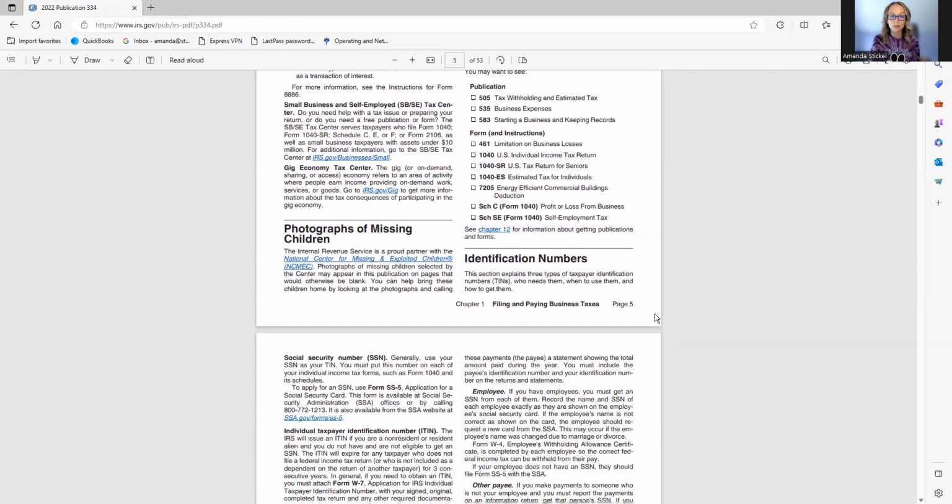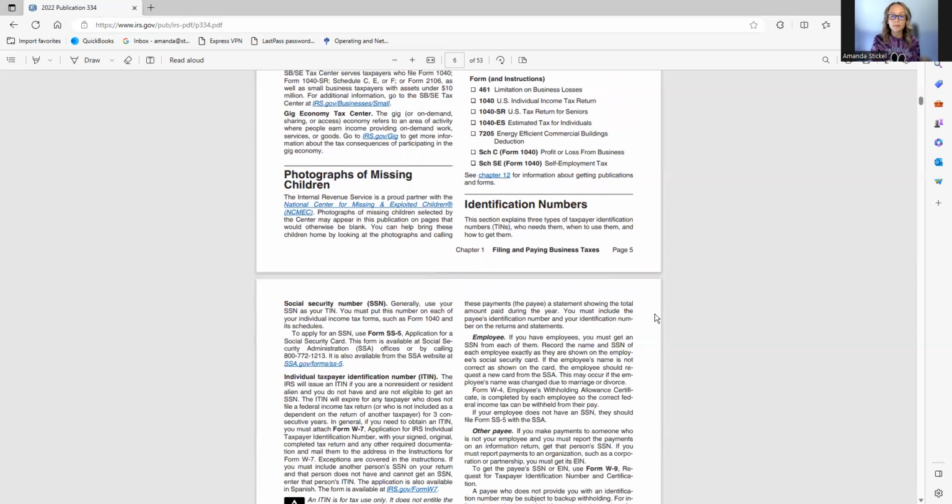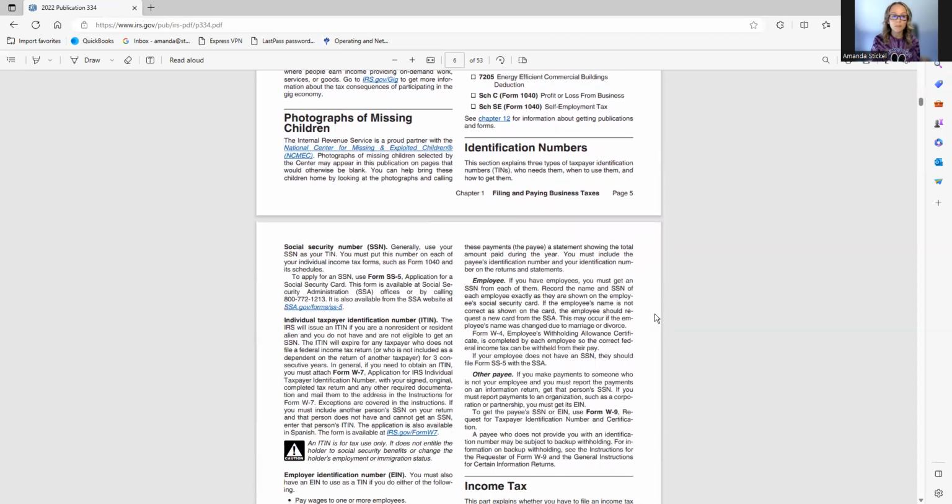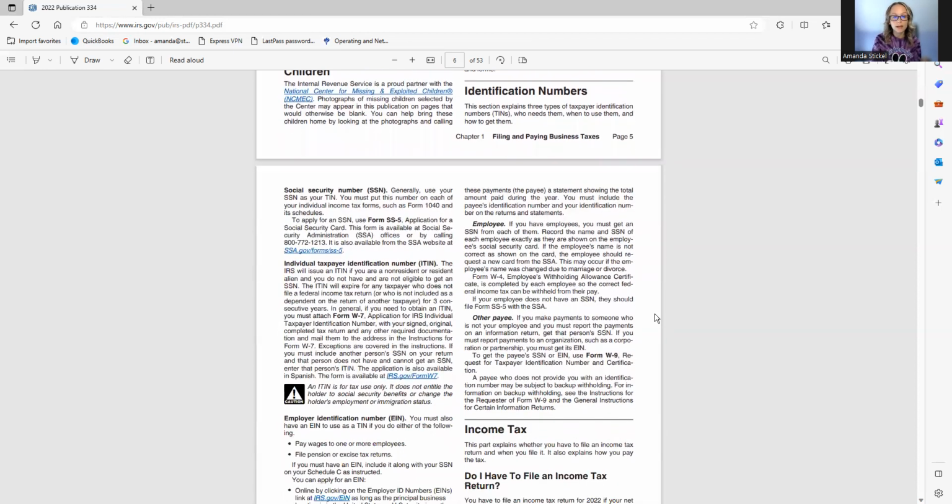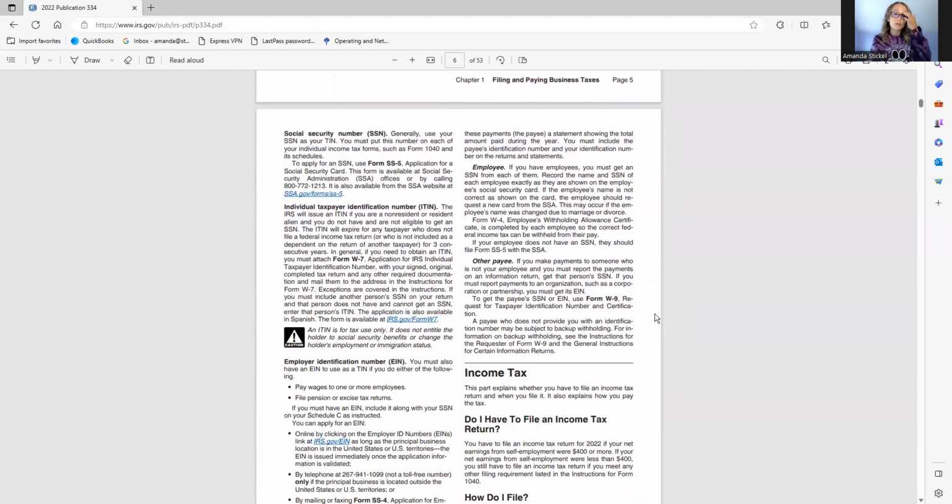Okay, so identification numbers. This section explains 3 types of taxpayer identification numbers, or TINs, who needs them, when to use them, and how to get them. Social Security number, SSN: generally, use your Social Security number as your taxpayer identification number. You must put this number on each of your individual income tax forms, such as Form 1040 and its schedules.